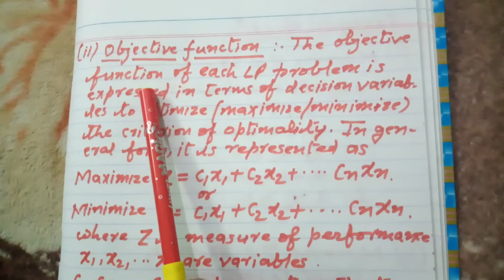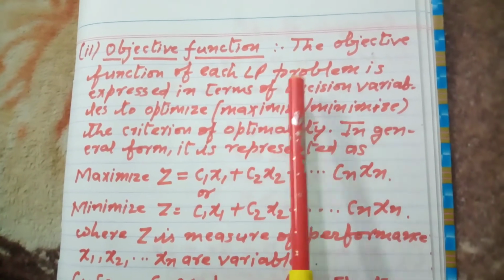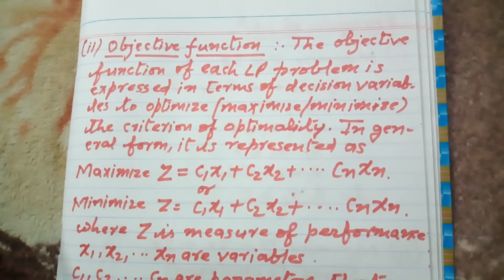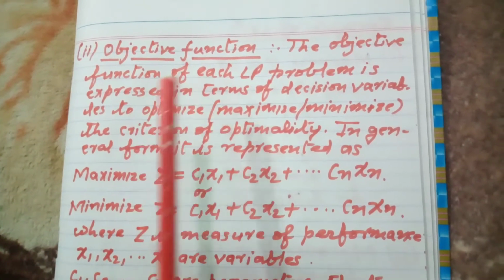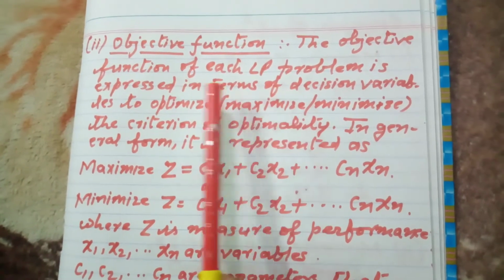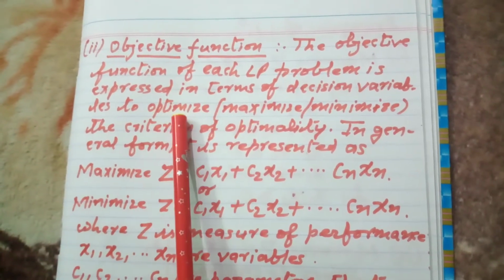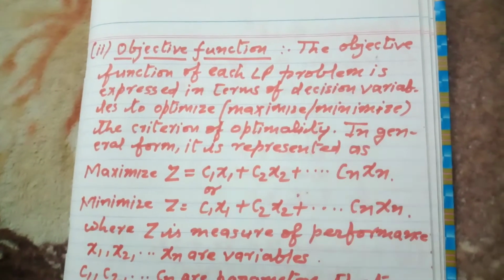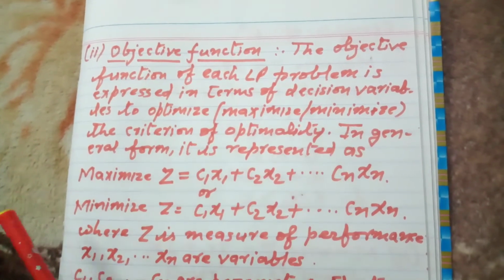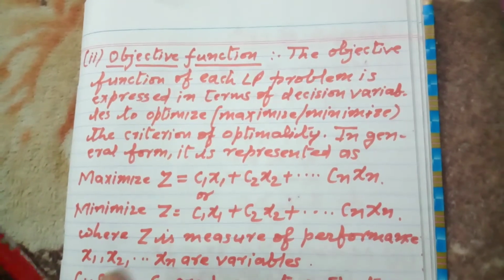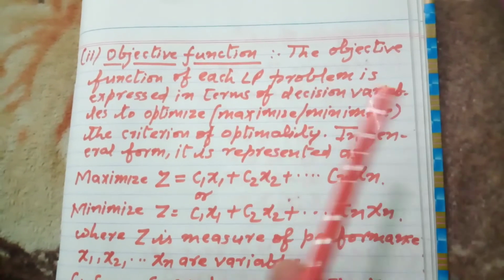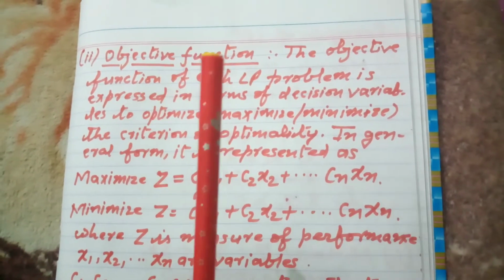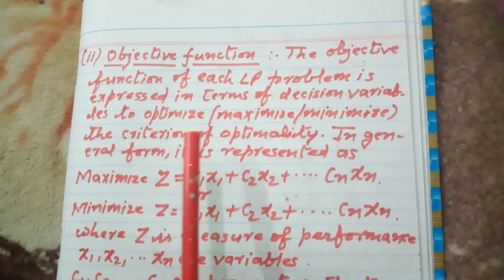Now this objective function in a linear programming problem is expressed in terms of decision variables, and our objective is to optimize the given function. Now by optimization we mean either we have to maximize it or we have to minimize it, depending upon the nature of the problem. For example, if it is a problem related with profit, of course our objective will be to maximize the profit. On the other hand, if the problem relates to cost, then our objective will be to minimize the cost.